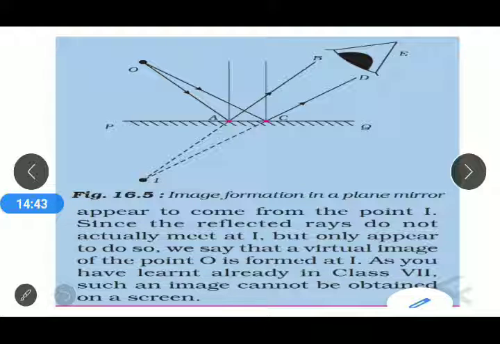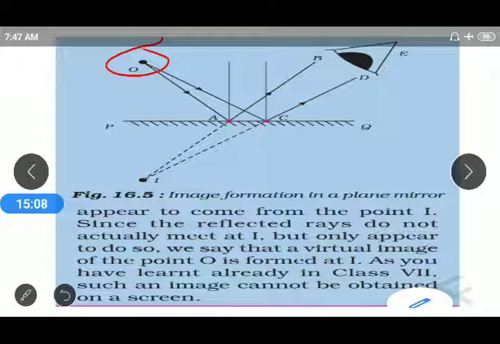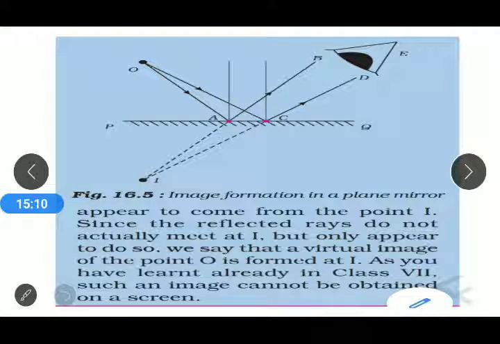Now we are going to understand how an image is formed by a plane mirror. First of all, we will take a plane mirror. This is the plane mirror PQ, and it is kept horizontally on the table. After that, we take a point object, which is called the point object. Here we are taking a point object called point O.